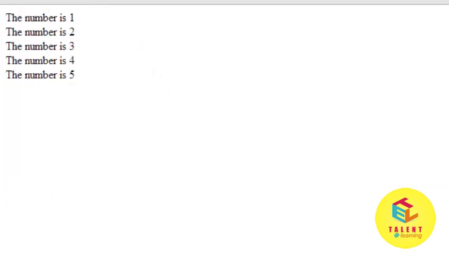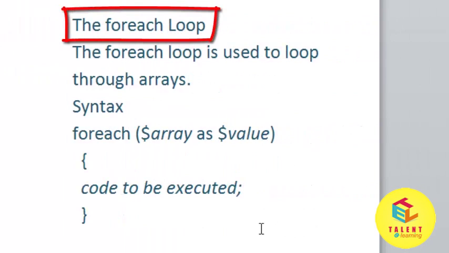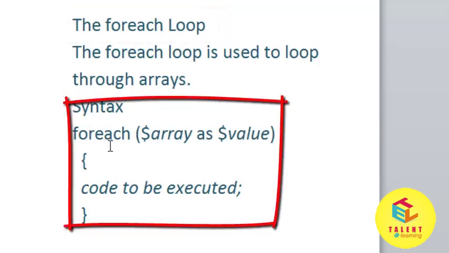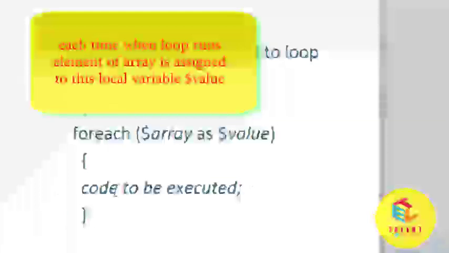Now let's see the foreach loop. The foreach loop is specially for arrays. The foreach loop is used to loop through arrays. This is the syntax for the foreach loop: $array as $value, and then the code.